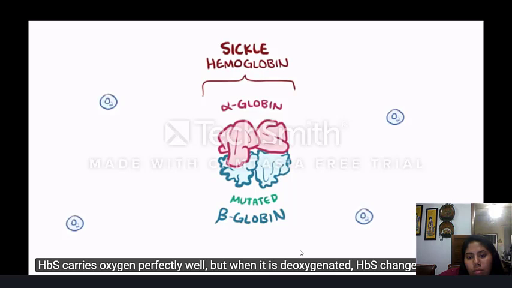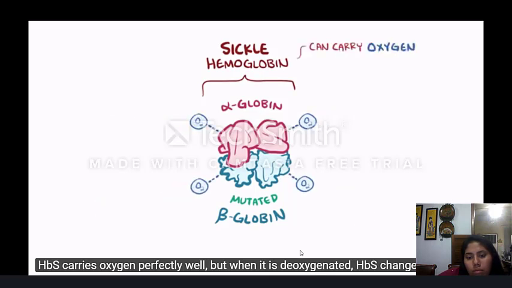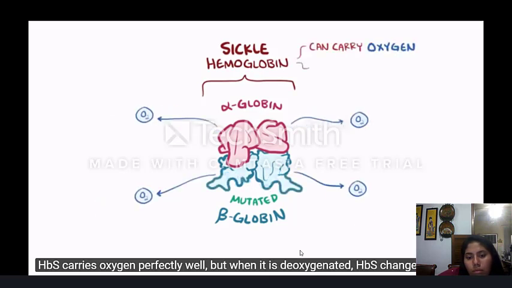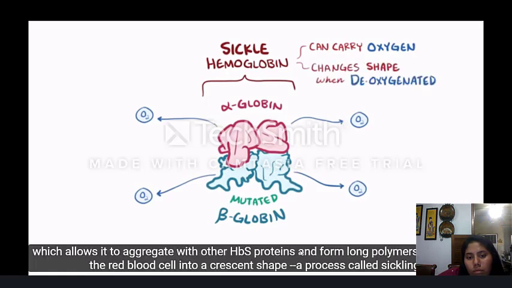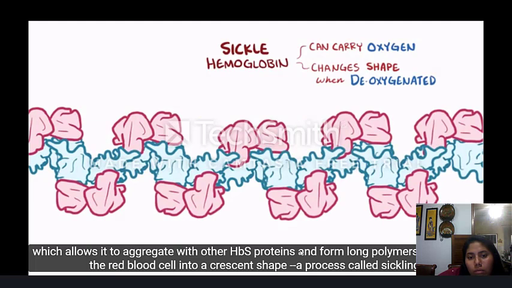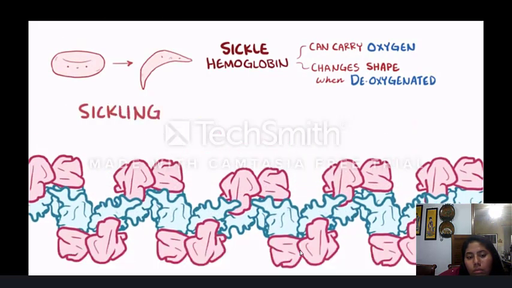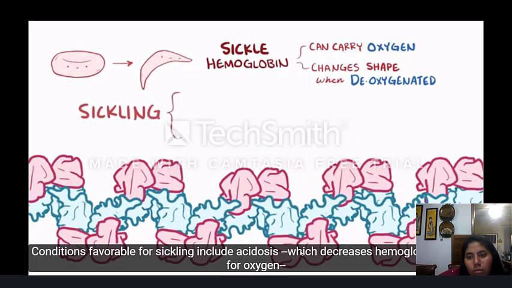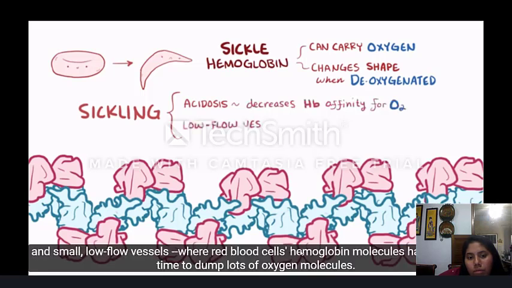HbS carries oxygen perfectly well. But when it's deoxygenated, HbS changes its shape, which allows it to aggregate with other HbS proteins and form long polymers that distort the red blood cell into a crescent shape, a process called sickling. Conditions favorable for sickling include acidosis, which decreases hemoglobin's affinity for oxygen, and small, low-flow vessels where red blood cells' hemoglobin molecules have plenty of time to dump lots of oxygen molecules.